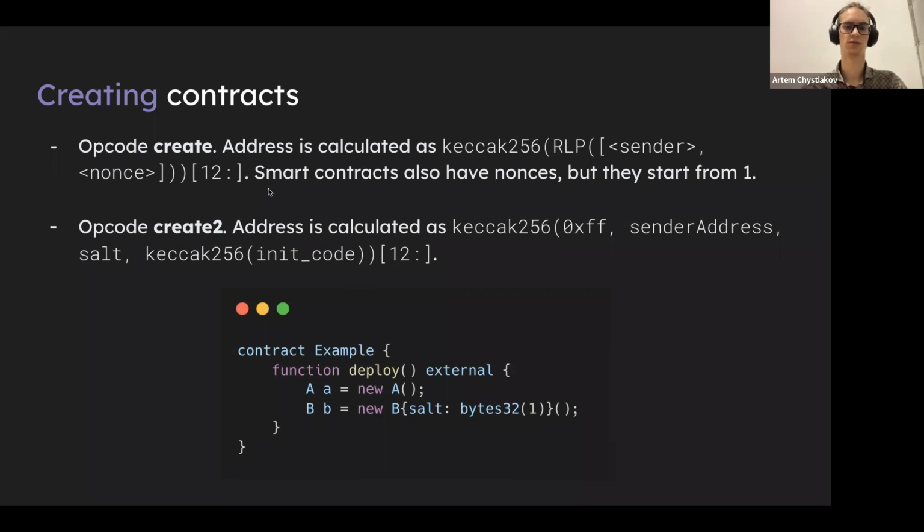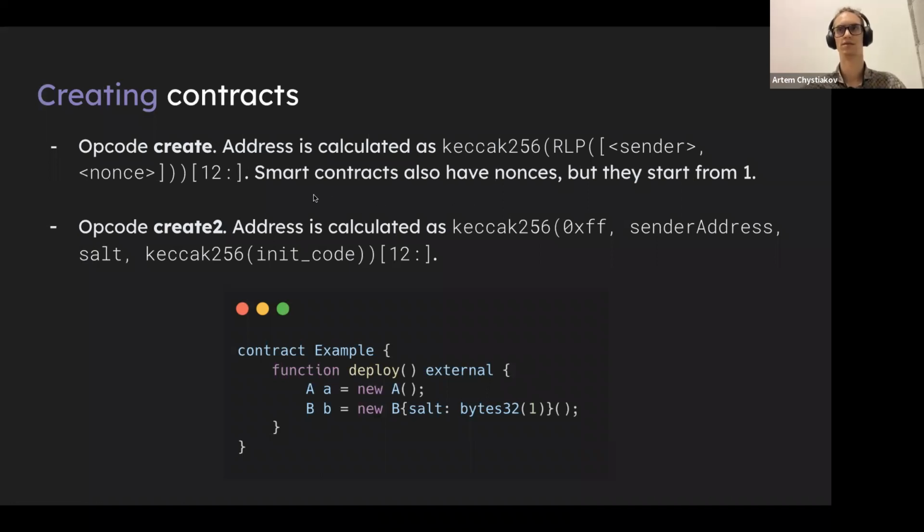Nonce, in terms of a smart contract, is the number of contracts it has already deployed. The nonce counter starts from 1. This is different from an externally owned account's nonce, which starts from 0, but a contract's nonce starts from 1. Still, if you're a user deploying a contract from the outside, the address is calculated according to this formula.